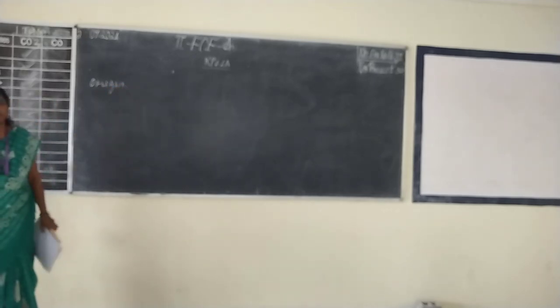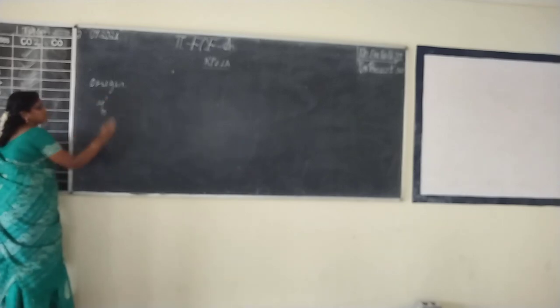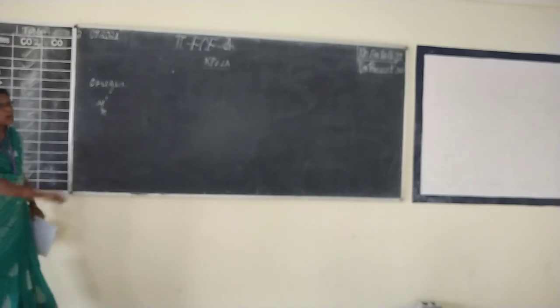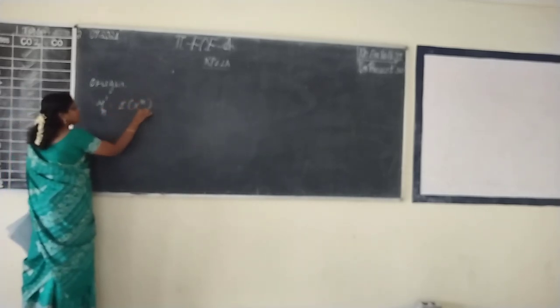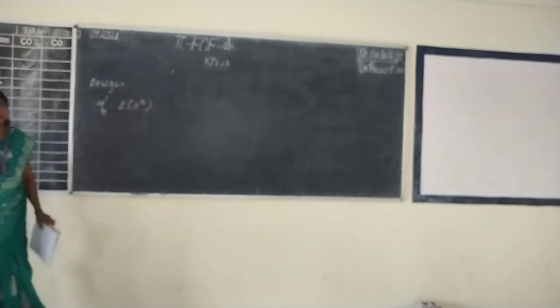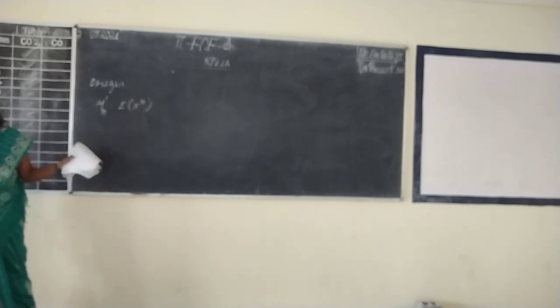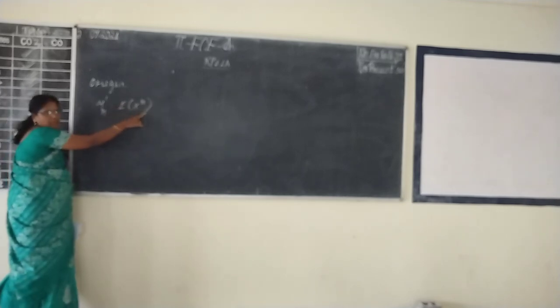So remember the notations now. Mu r dash, or it can be written as E of x power r. E stands for the expected value. What is the meaning of E? Expected value. The expected value of x power r.